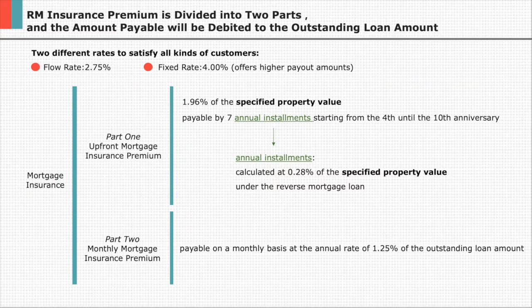The reverse mortgage insurance premium is divided into two parts. Part 1 is the upfront mortgage insurance premium. In this part, we use 1.96% of the specific property value, which is payable by 7 annual installments starting from the 4th until the 10th anniversary. The annual installment is calculated at 0.28% of the specific property value under the reverse mortgage loan. While part 2, which is the monthly mortgage insurance premium, is payable on a monthly basis at the annual rate of 1.25% of the outstanding loan amount.